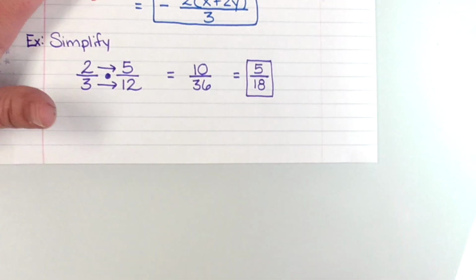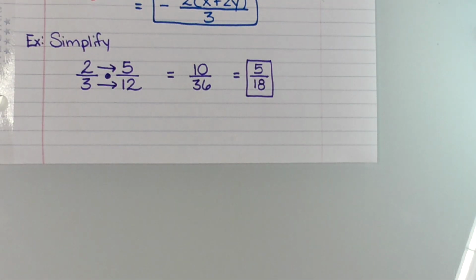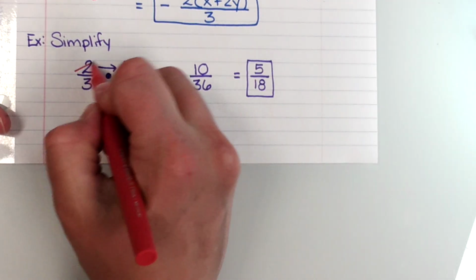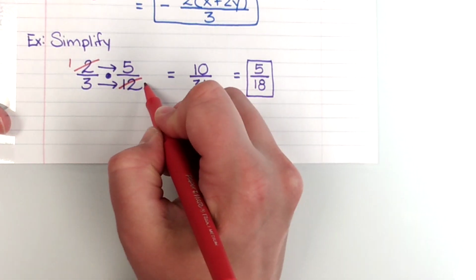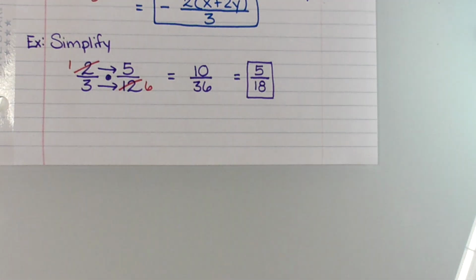Some people prefer to simplify before you multiply, and you can. It's called cross simplification. If you notice something on the top simplifies with something on the bottom, you can do it before you multiply it. It gives you smaller numbers. You don't have to do this, but if you notice that 2 and that 12 both divide by 2, we could have done this.